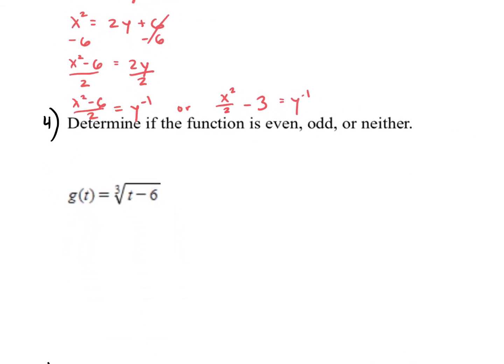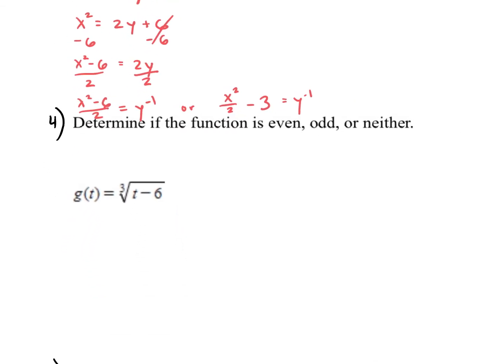All right, let's look at number 4. Determine if the function is even, odd, or neither. So to determine if the function's even, odd, or neither, we want to plug in 2 numbers. So a number and its opposite. A good one to always plug in would be like 2 and negative 2. If you get the same answer, it's going to be even. If you get opposite answers, it'll be odd. And if you get answers that are not alike, then it would be neither. So let's plug in 2 and negative 2.